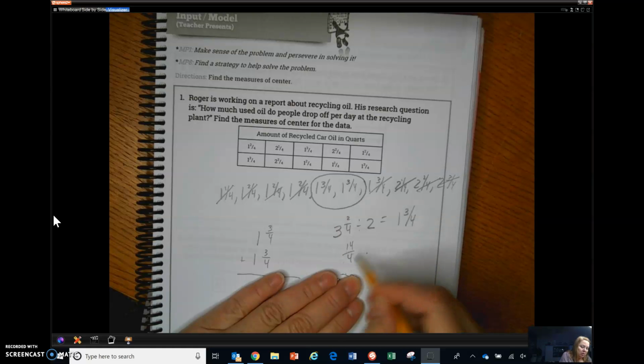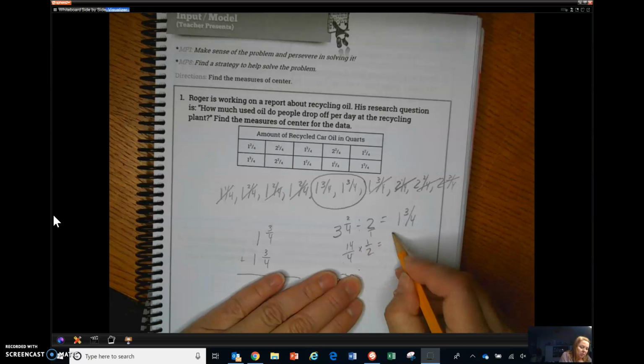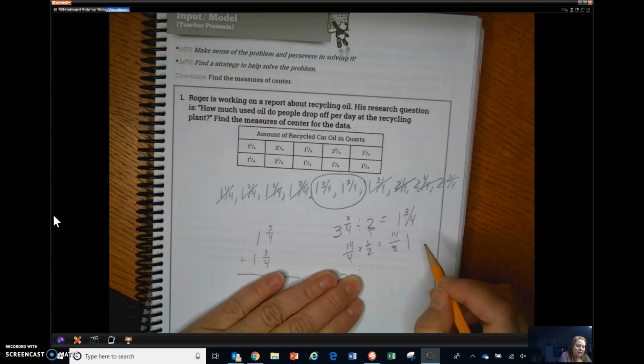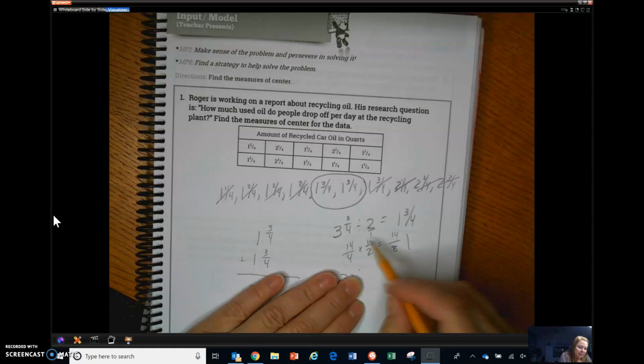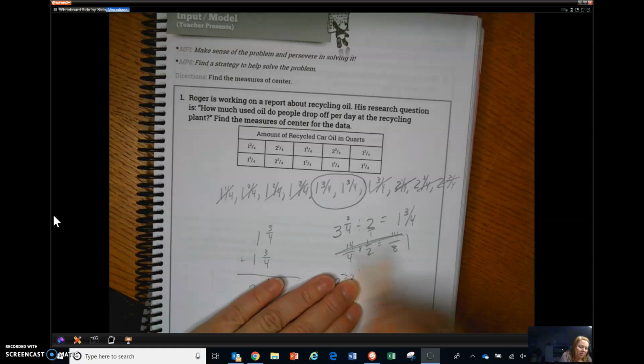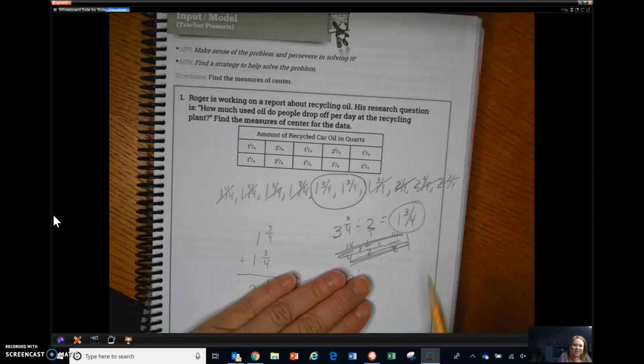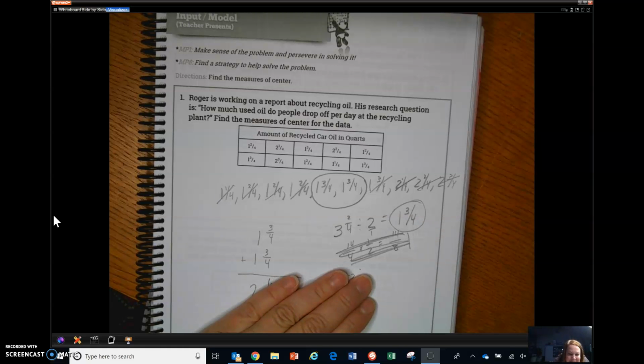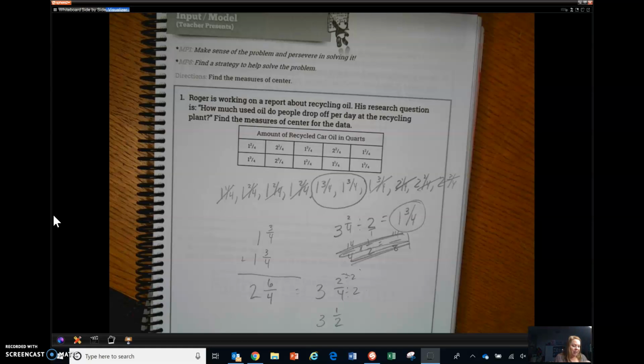Keep my 4. And then it's keep, change, flip: 14 over 4 times 2 is 8. 8 goes into 14 one time. 8, 9, 10, 11, 12, 13, 14. Why is this not working? I'm trying to go too fast. Just take my word for it this time. It's 1 and 3/4, because I only have 15 minutes to do these videos and I'm trying to rush. Otherwise it cuts me off.